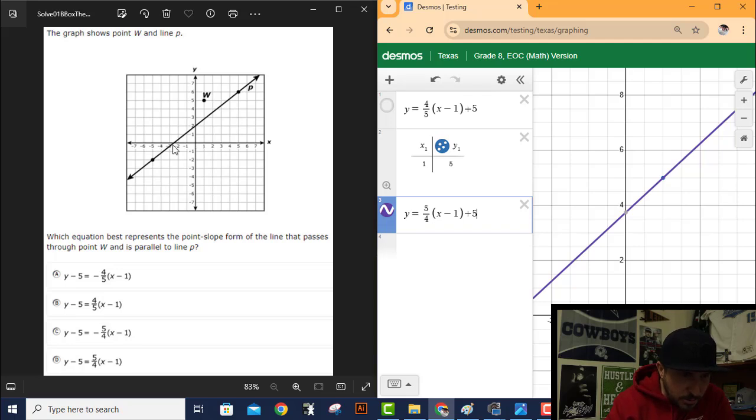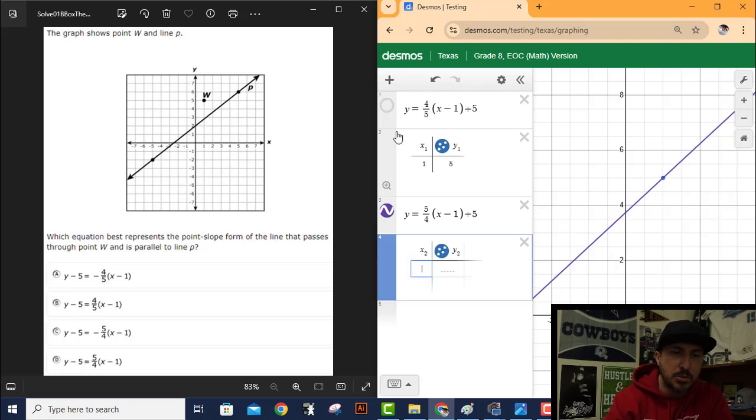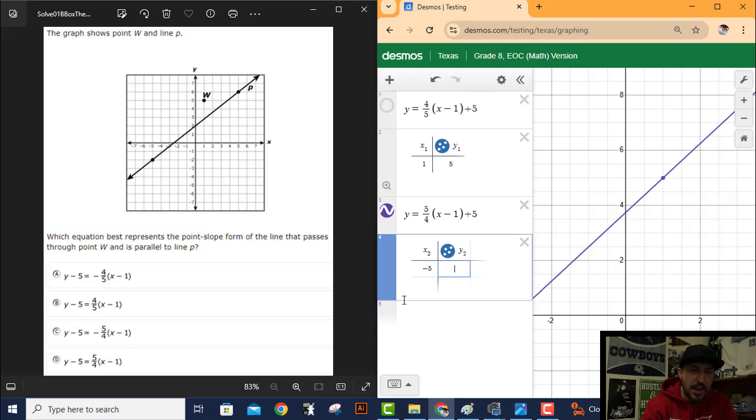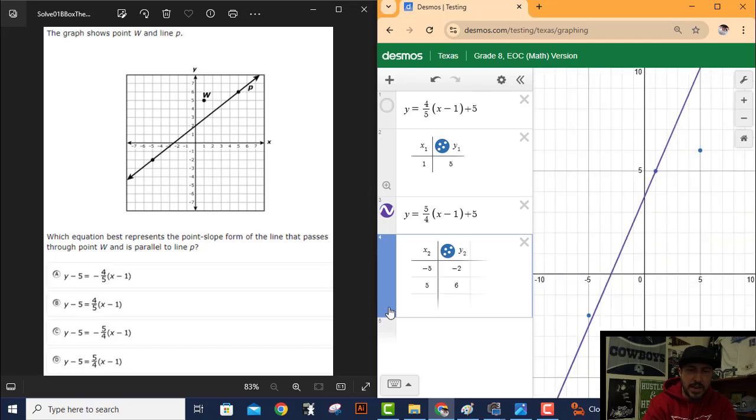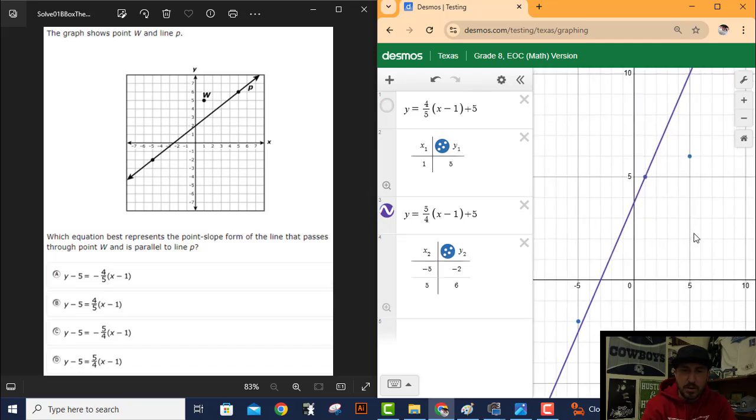P goes through, what is this? Negative 5 and negative 2. So I'm going to go ahead and add those points to my table right here. Now I'm going to go new table. Let's go new table. It is negative 5 and negative 2. And then the other point is, let's see, positive 5 and positive 6. So it's going to be 5 with a 6. Zoom, hit the magnifying glass. Where are you? Where are you?